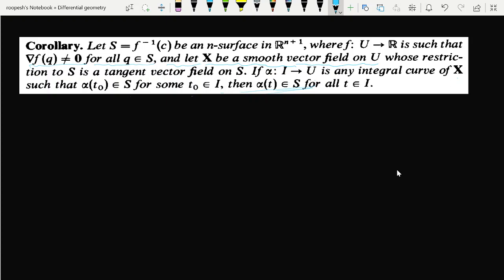I repeat, first we have a surface S and f from U to R is such that del f of Q is not equal to 0 for all Q belongs to S. So that means we have a surface, and let X be a smooth vector field on U whose restriction to S is a tangent vector field on S. Now if alpha from I to U is any integral curve of X such that alpha of t naught belongs to S for some t naught belongs to I, then this alpha of t should be inside the surface.